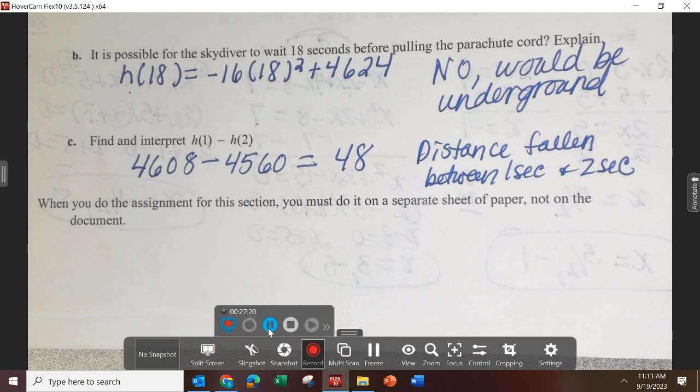Okay guys, that's it for today. Make sure you practice this factoring and solving of the quadratics.